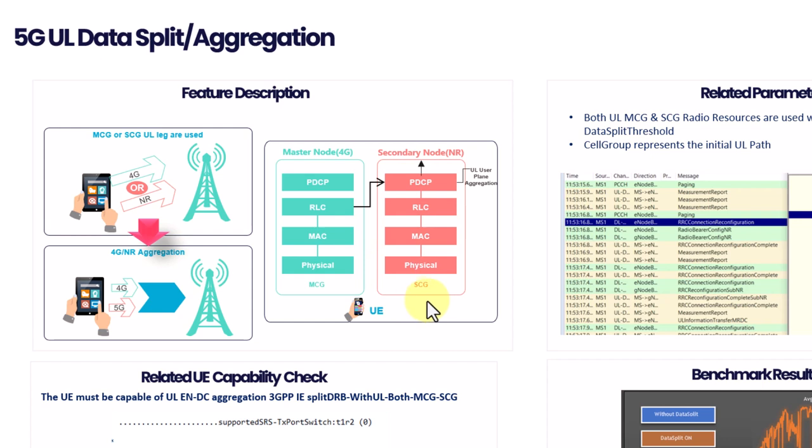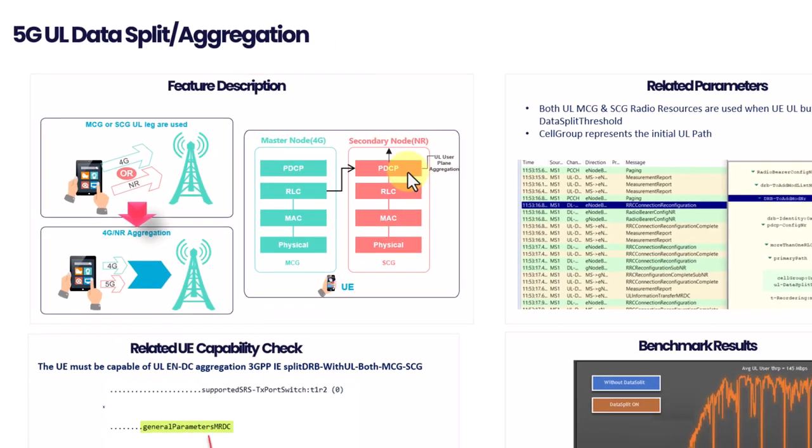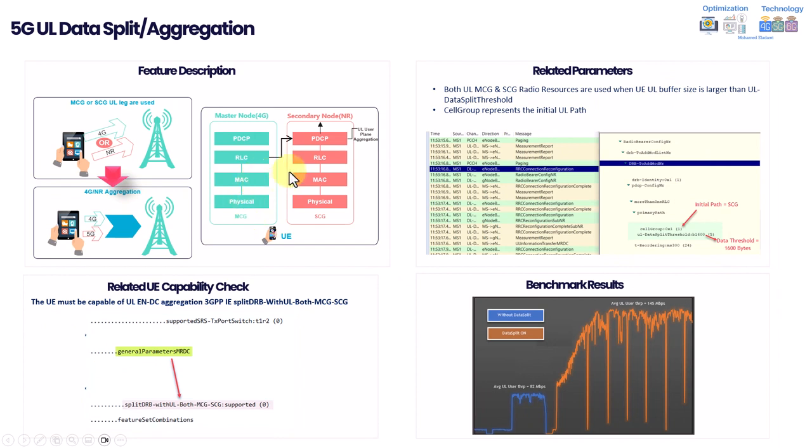Assuming, for example, that we're using the SCG, our primary, or initial, path will be through the SCG, through the secondary node. As shown here, you have two legs, one for 4G and one for 5G, and again, this is NSA. Initially, the UE transmits the data through the uplink until reaching the RLC layer, and then, for the aggregation, both RLCs feed the PDCP of the SCG layer, the secondary node, which aggregates the user plane from both legs. Now it is aggregated in the PDCP, so we have higher speed because we are combining the speed coming from 4G plus 5G.